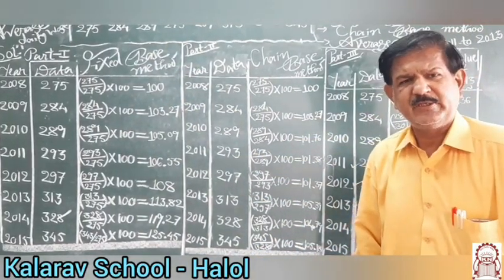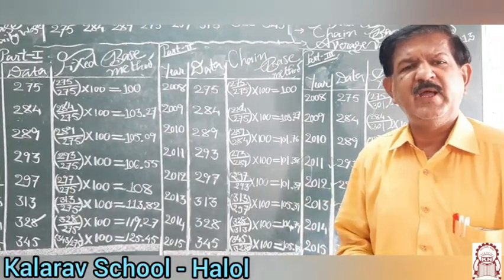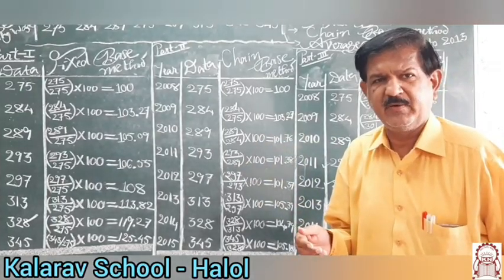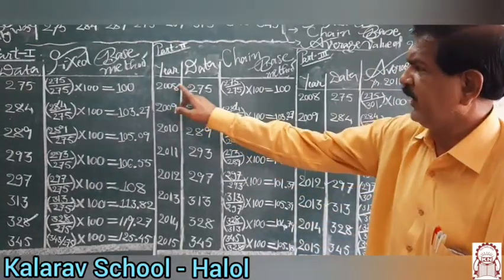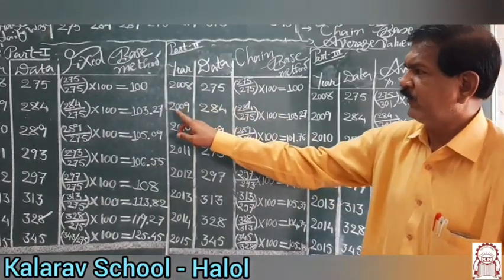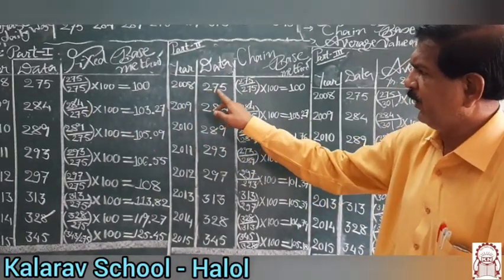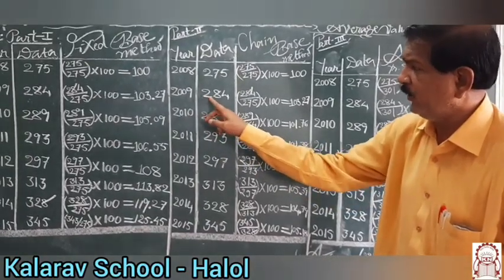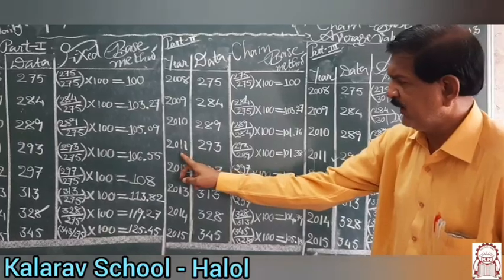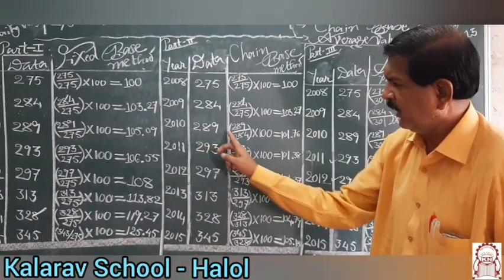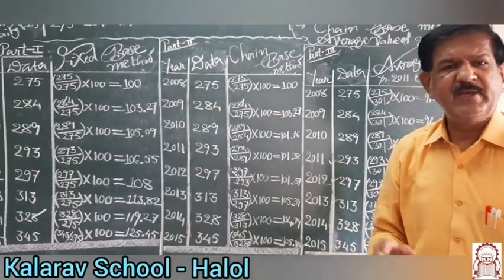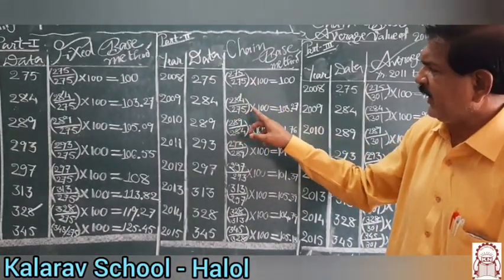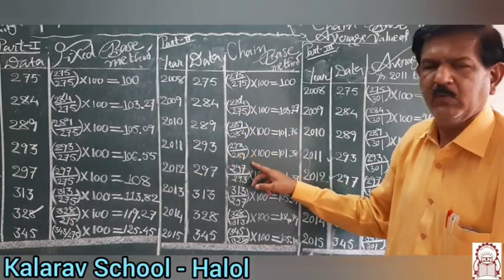In the chain base method, the base year varies every year. The previous year becomes the base year. For 2008 it remains the same, but for 2009, 284 upon 275. For 2010, 289 upon 284. For 2011, 293 upon 289. In the method of chain base, in the denominator always take the previous year value.